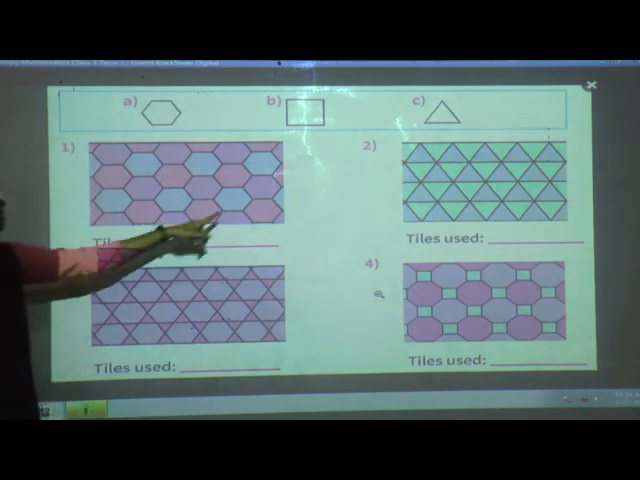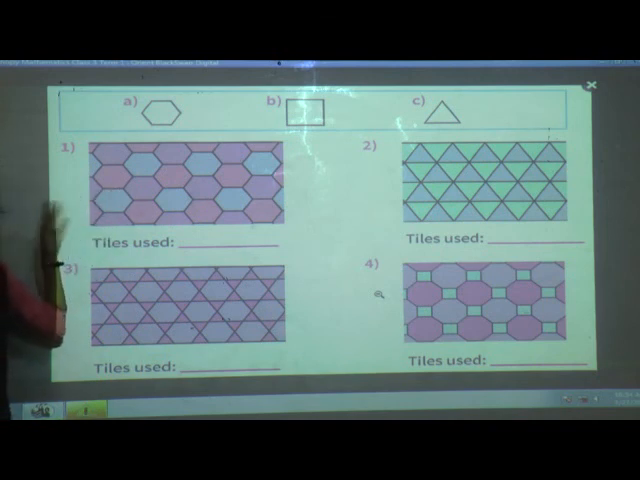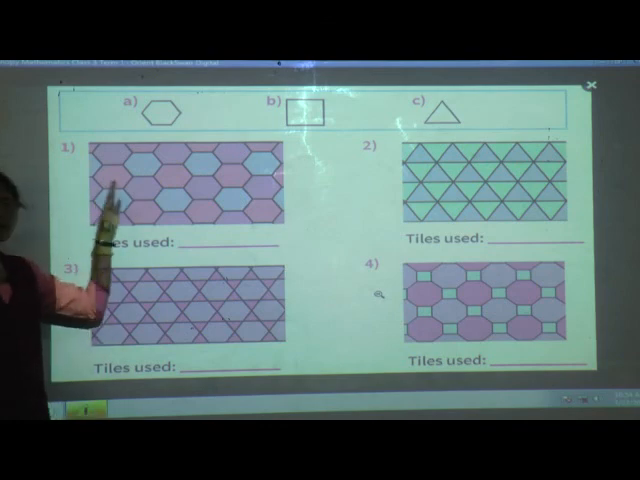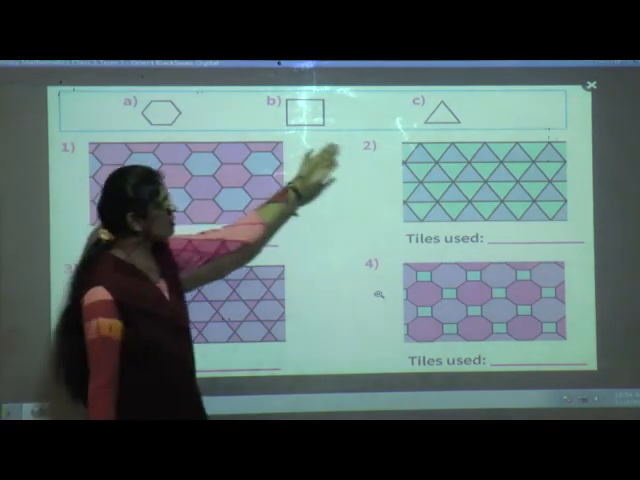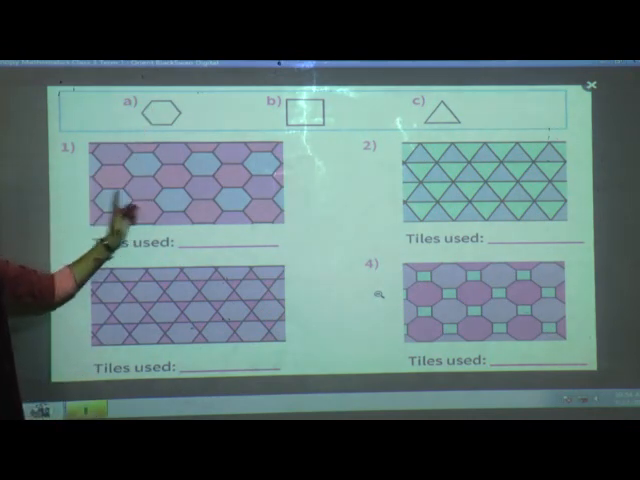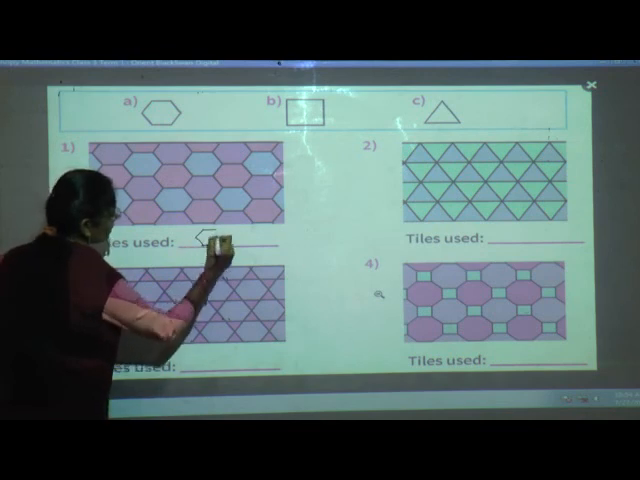Here you can see tiling. Which shape is there? It is a hexagon. Why hexagon? If we count the sides, here a 6-sided figure is there. All are 6-sided figures. So this is a hexagon. Now where is the shape? The shape is like this. It is the same as this shape. So the tile used is hexagon. We will draw it here.